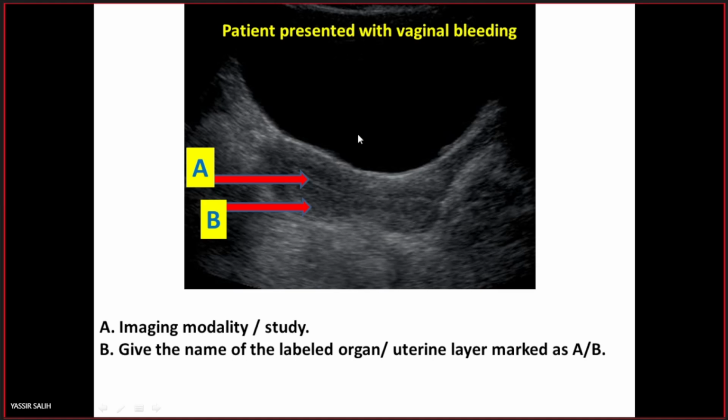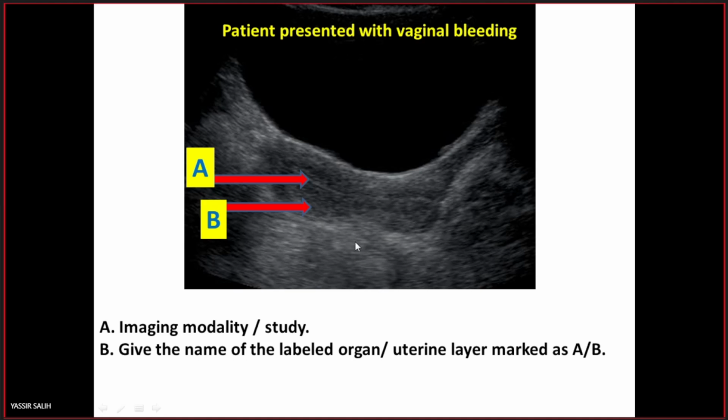What is the imaging modality? Ultrasound. What is the imaging study? Transverse. Yes, but this is transabdominal. You can see the urinary bladder full of urine, so this examination will be a transabdominal ultrasound. Modality is ultrasound, just ultrasound.